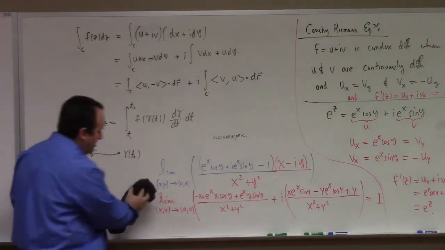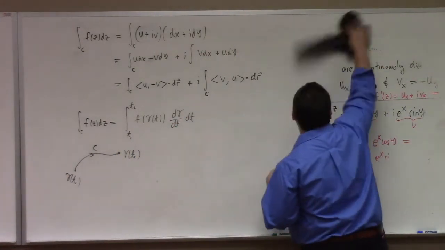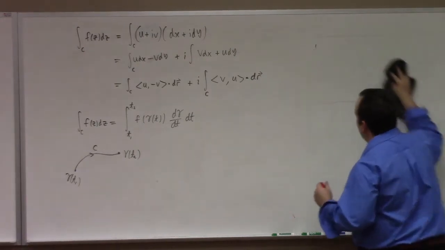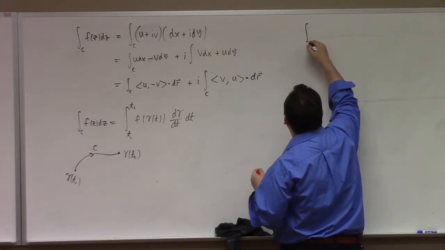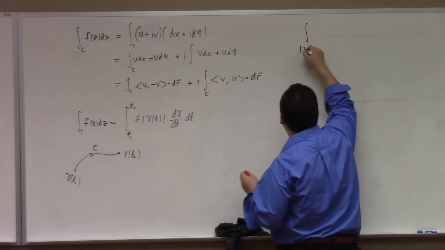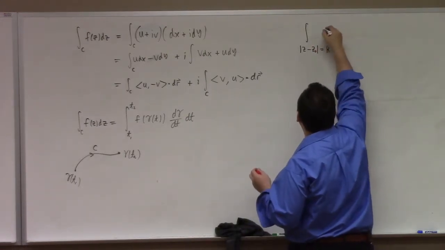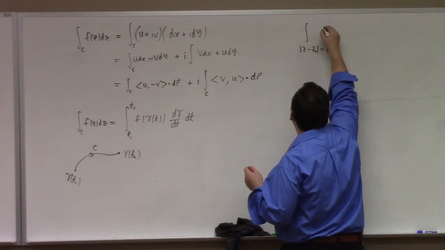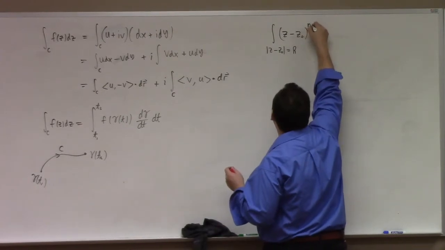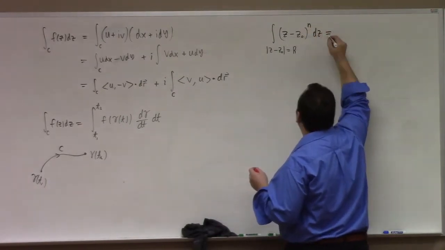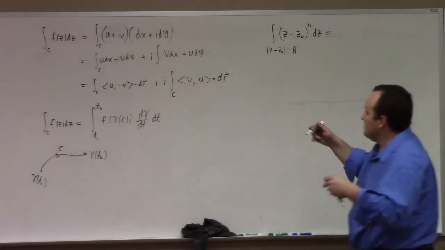A good example to start with would probably be the integral along, let's say, the circle centered at z naught, radius r, of, let's say, z minus z naught to the power n dz. So this is my curve. So I want to just do one circle.